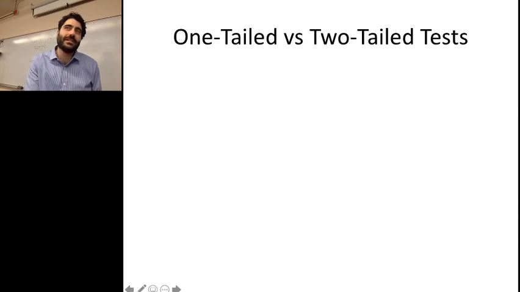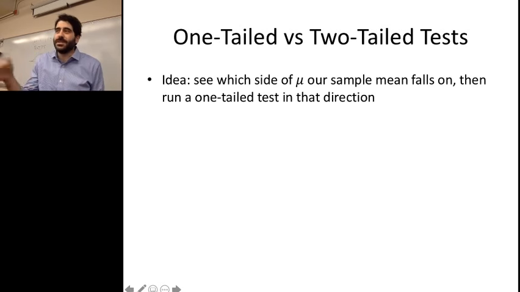If our goal, as researchers, is to get small p-values and get published, then we should just always use one-tailed tests, right? We could just get our data, see which direction our sample mean ended up on, and then run a one-tailed test in that direction.